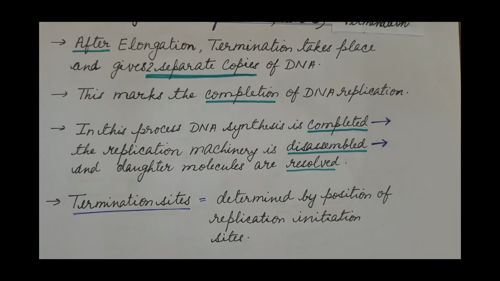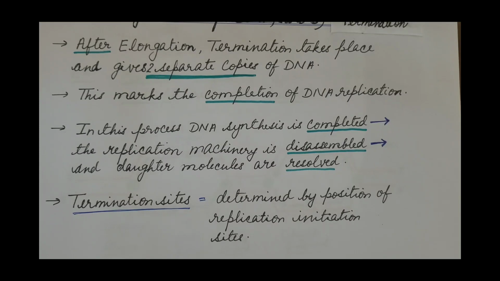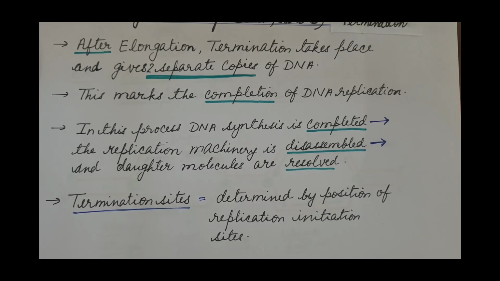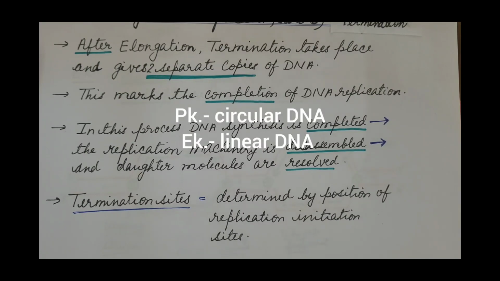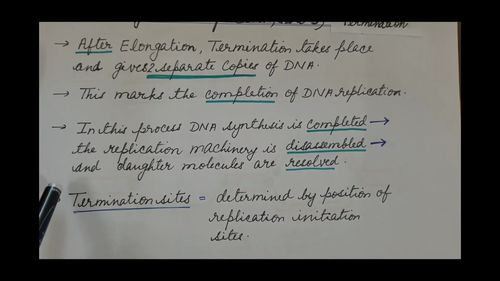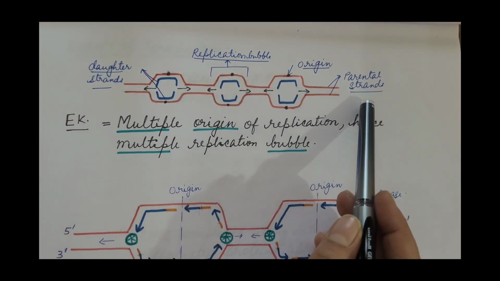But in the case of prokaryotes, there is a specific locus known as the ter site where the termination takes place, or where the two replication forks meet, and this is diametrically opposite to the origin of replication. In prokaryotes, the DNA molecule is circular, but in eukaryotes it is linear. So this is the linear DNA molecule.